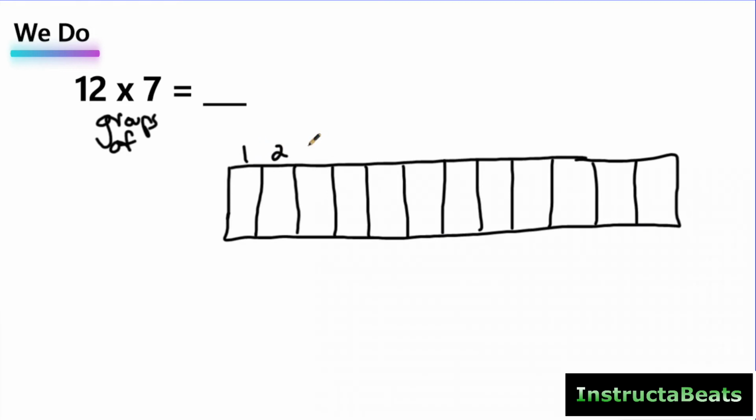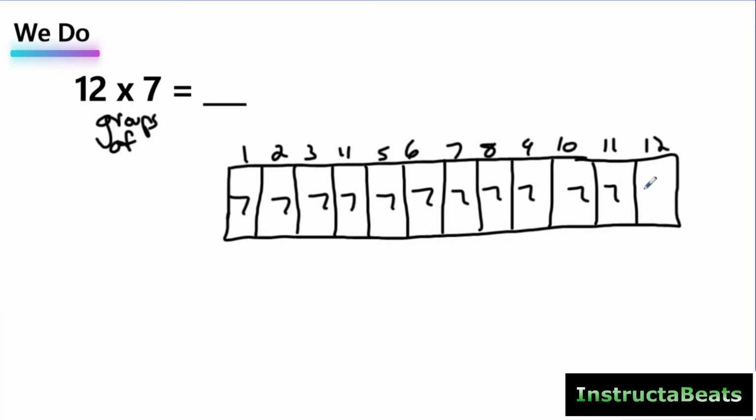So I have 1, 2, 3, 4, 5, 6, oops, that's a bad 5, 7, 8, 9, 10, 11, 12 groups with 7 in each. And again, this is multiplication, so I'm looking for the product. I'm looking for the total of if I added 7 plus 7 plus 7 12 times, right?